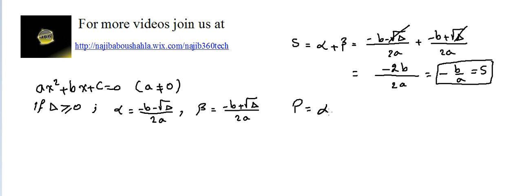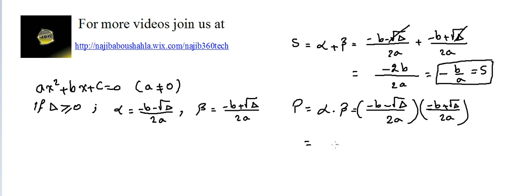Product is equal alpha times beta, which is equal to minus b minus radical delta over 2a, into minus b plus radical delta over 2a. We multiply the numerators. It will be minus b minus radical delta into minus b plus radical delta. This is difference of the squares, so it's minus b all squared, it will be b squared minus radical delta all squared. The denominator will be 2a times 2a, which is 4a squared. The numerator is b squared minus delta. What is delta? Delta is equal to b squared minus 4ac.